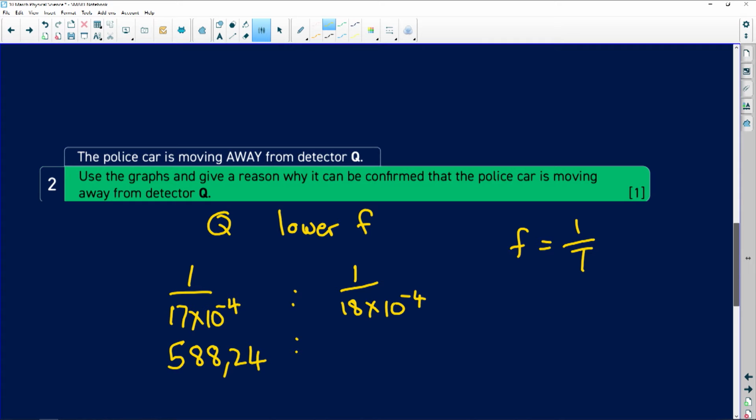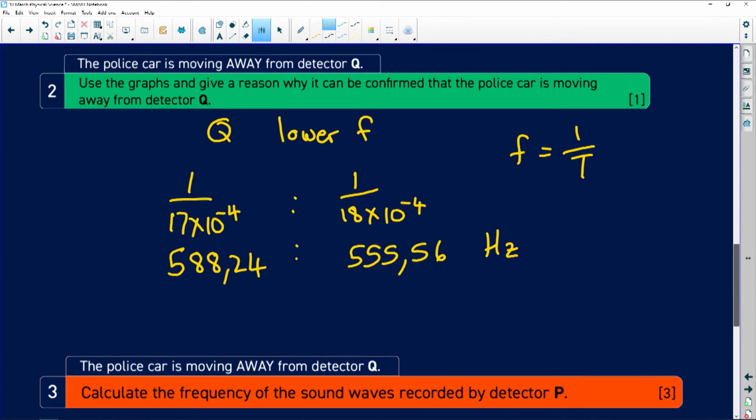So that's 555.56 hertz. All right, so I can see, therefore, that this one, Q, is less than this one, and therefore Q is going to have the lower frequency. So this was for Q, this was for P. So Q has a lower frequency, and because Q has a lower frequency, it means it's moving away.